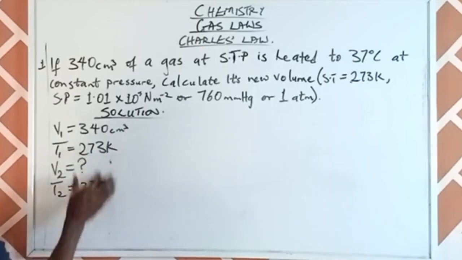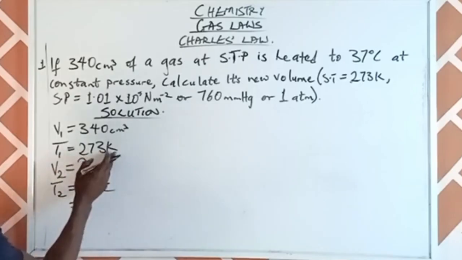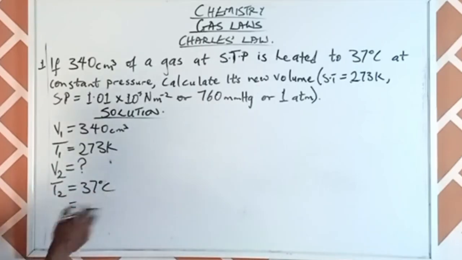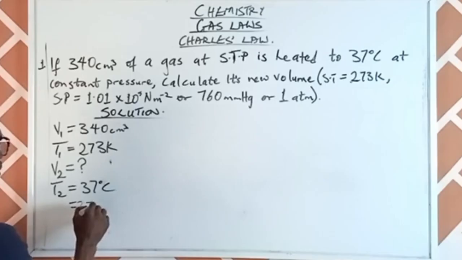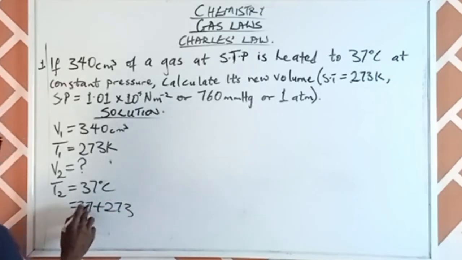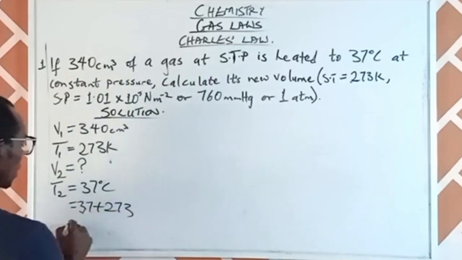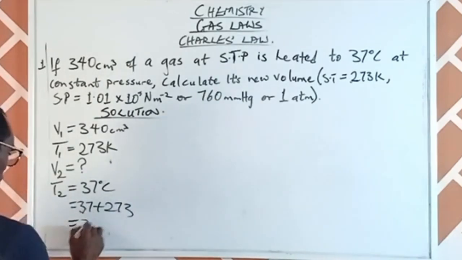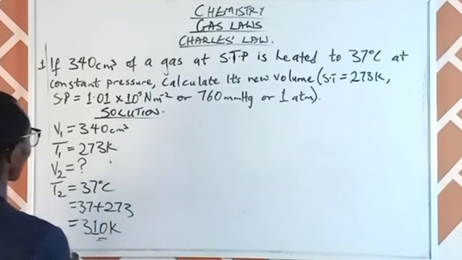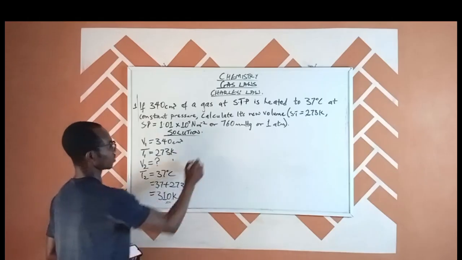We cannot use them as they are like this. Kelvin here as T1 and as T2 is in Celsius scale. We cannot use them in opposing units. So we have to bring them to the same unit, which is Kelvin, which is the accepted unit. So we have it to be 37 plus 273, and that is going to give 310 Kelvin. So our T2 is now 310.